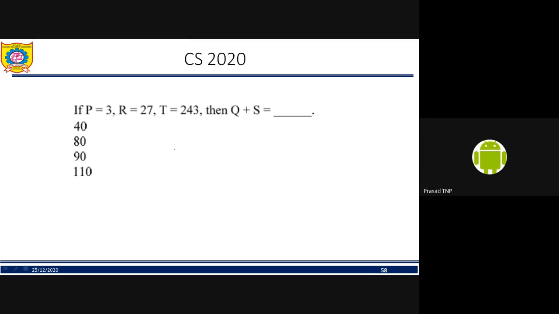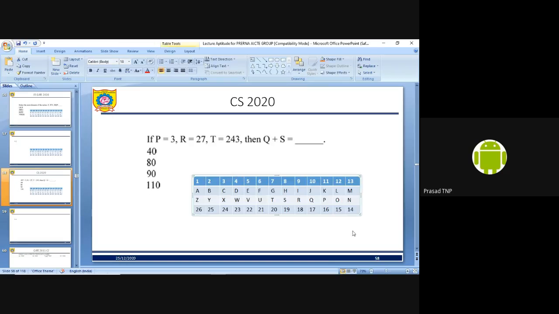Now let us solve the next one. If P is equal to 3, R is equal to 27, T is equal to 243, then Q plus S is equal to how much? This is also a numerical computation topic. So what is given here? P is 3, R is 27. So here also this table is required. Well, I'll bring it for you.